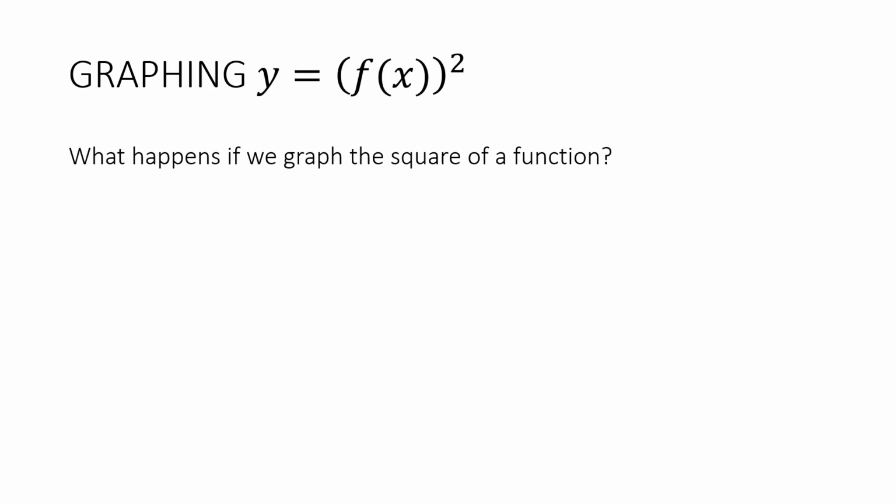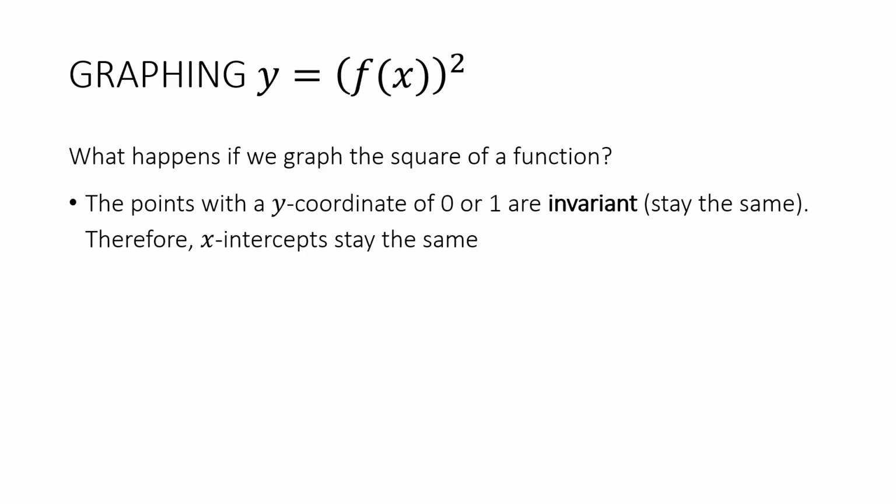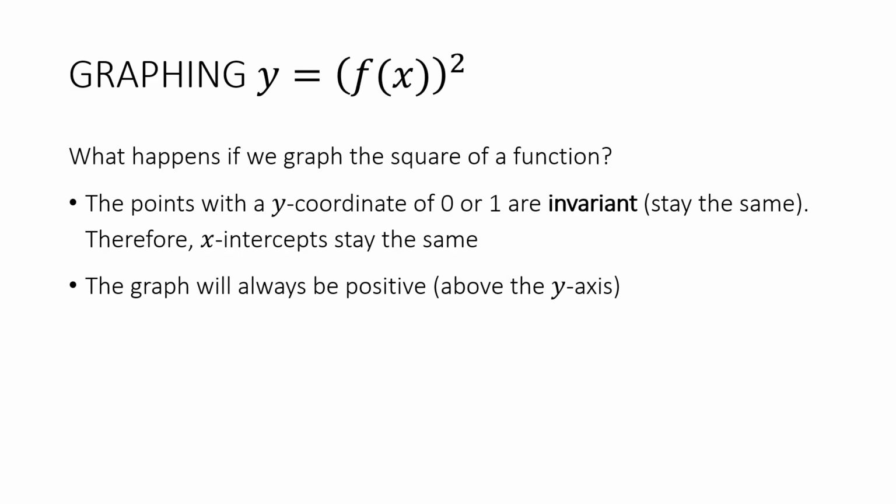So we'll start by looking at some of the features of the graph of the square of a function. The points with a y-coordinate of 0 or 1 will stay the same. 0 squared is 0, 1 squared is 1. We call these points invariant points. So x-intercepts are going to stay the same. The graph will always be positive above the y-axis. Vertical asymptotes will stay the same.